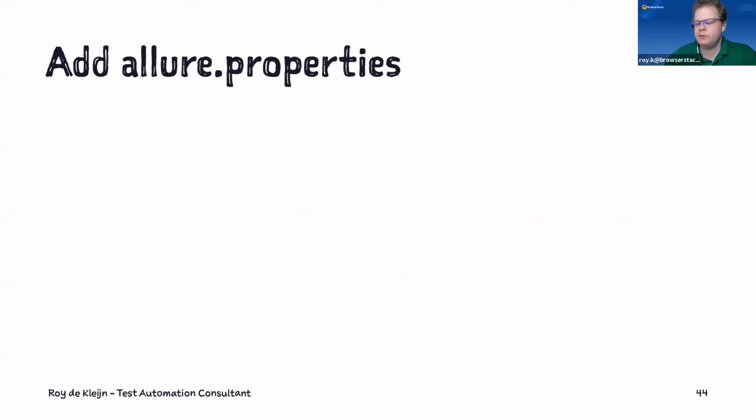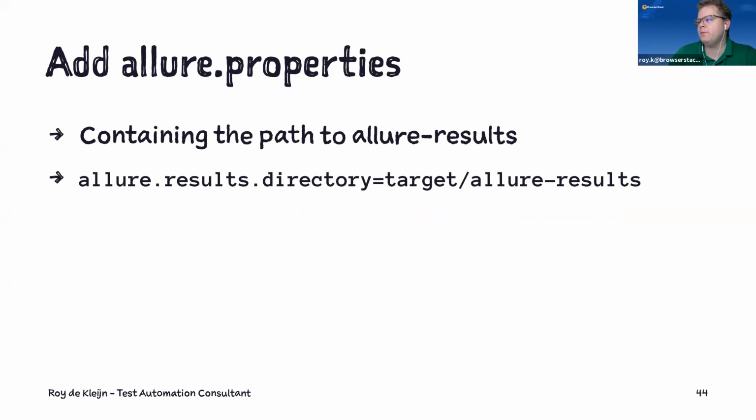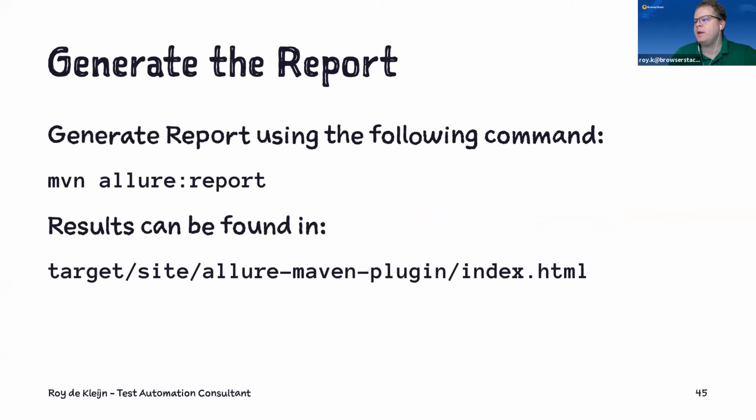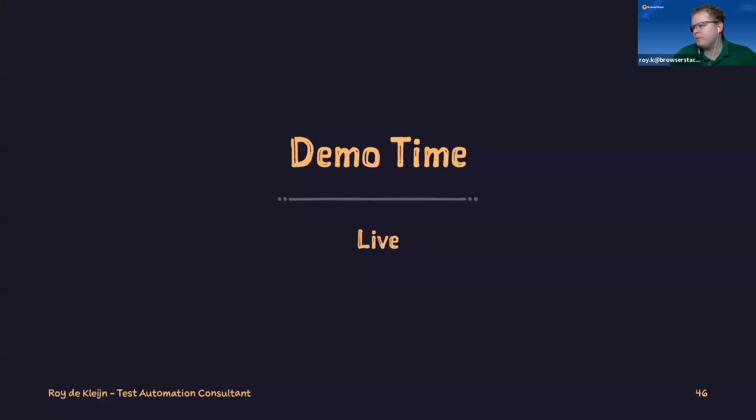The next thing you need to do is add an allure.properties file. And this contains the path to your results. If you use Maven or Gradle, those paths are a little bit different. And in the end, if you have run all your test cases, you need to generate a report. And that you can do with this Maven command, Maven Allure report. And then the results are put in this directory, target site, Allure, and then the index.html. That will show you the report. So I prepared some reports and I'd like to show it to you.